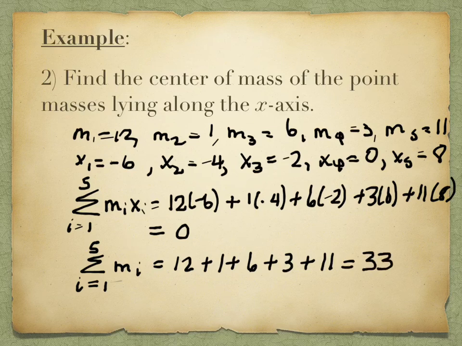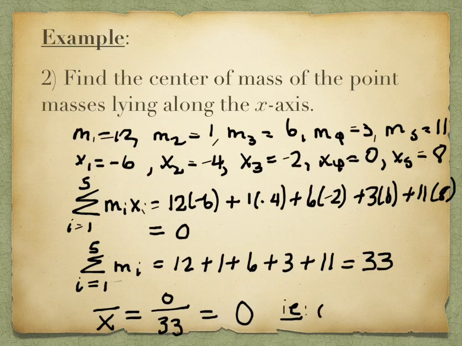And then in general we would find x bar by taking the first summation, which was 0, divided by my second summation, which is 33, and we would have 0. So what that actually means is that the center of mass is the origin. So if I were measuring these distances away from the origin so that I got the -6, the -4, and so forth, my origin would actually be the place where I could locate my fulcrum and have the values balance.